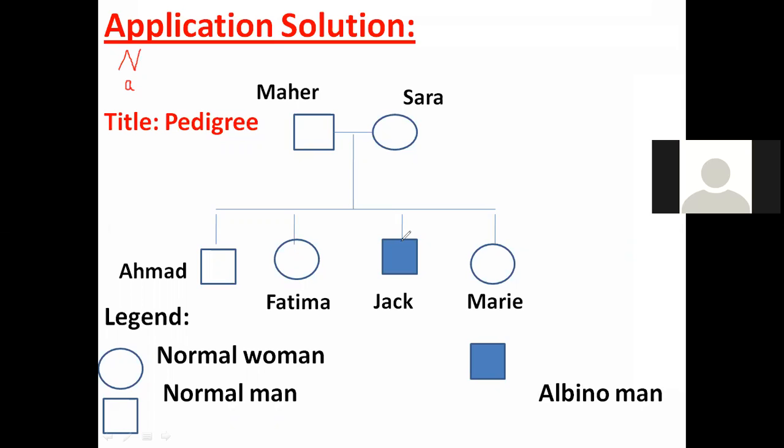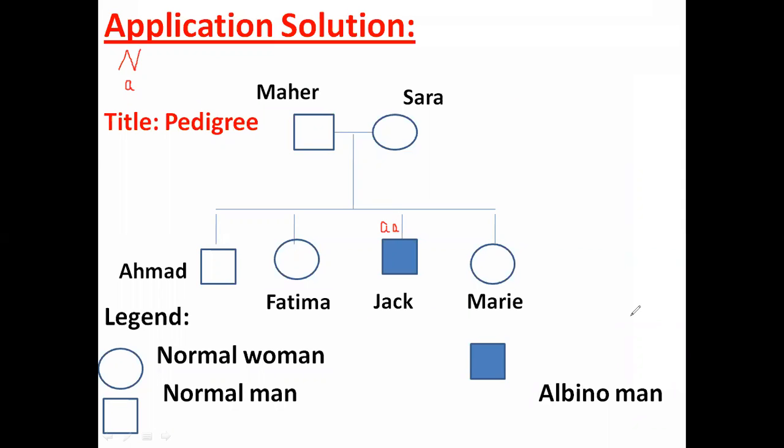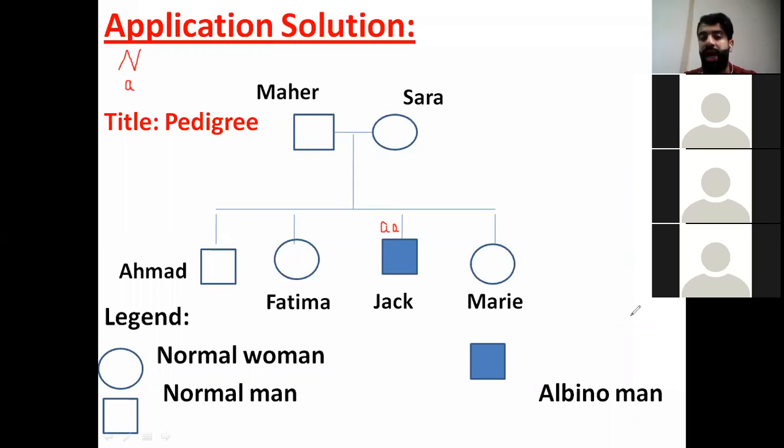Only? Is this your justification only, since the albino allele is recessive? And it should be expressed in what? In the homozygous form, in the homozygous state only. So you have to say this is A small, A small. Why? Since the albinism allele is recessive, it should be expressed only in the case of homozygous. That's why the genotype is A small, A small.